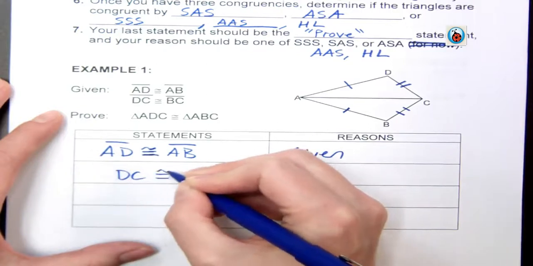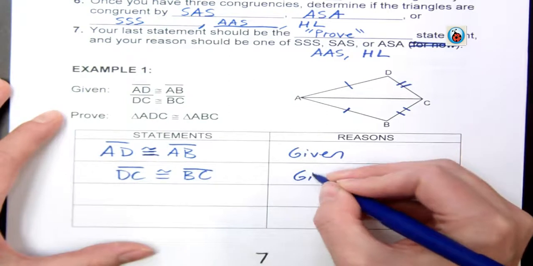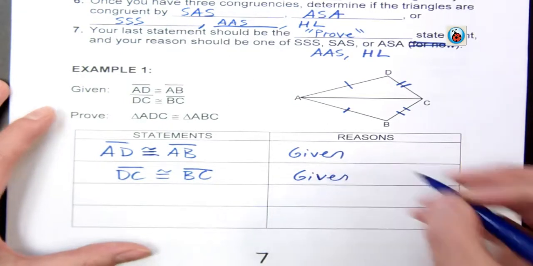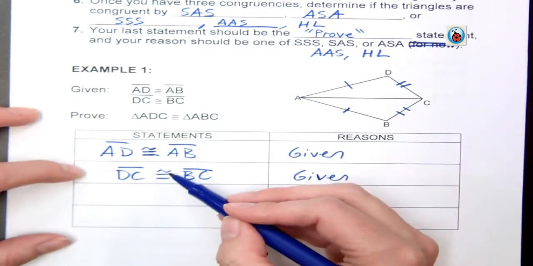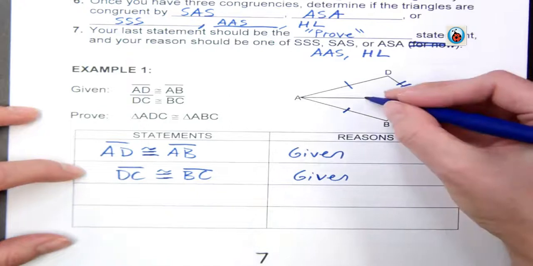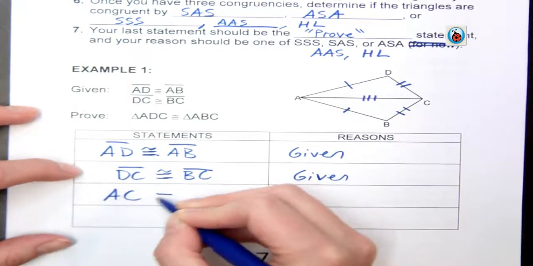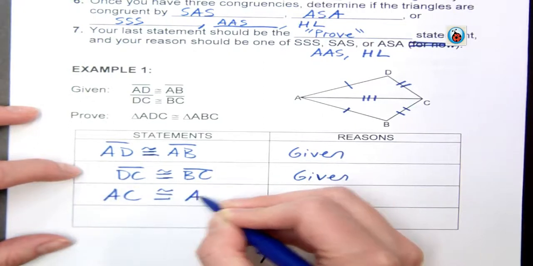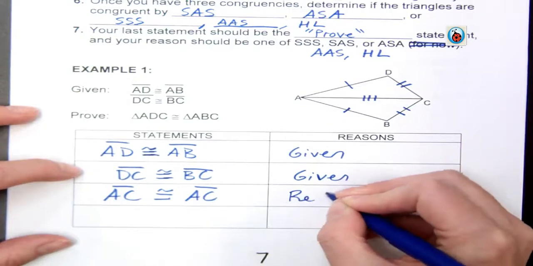And DC is congruent to BC. Again, the reason is given. And so I've used up my givens. I have nothing to deduce. Those are already my congruent statements. So I look and I find that I have a reflexive side. AC is AC. And so our reason for that is just reflexive.